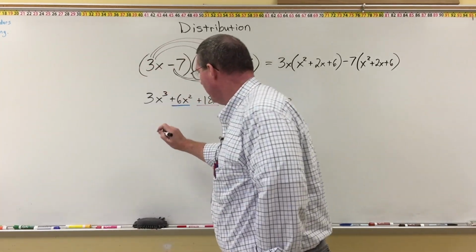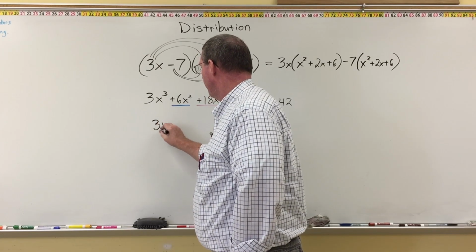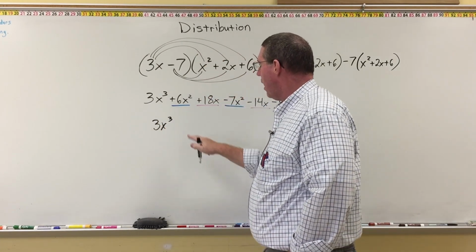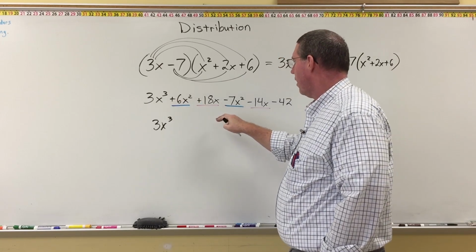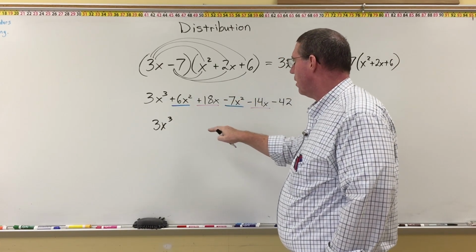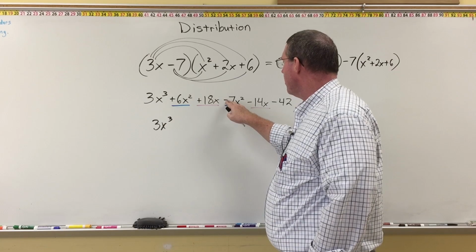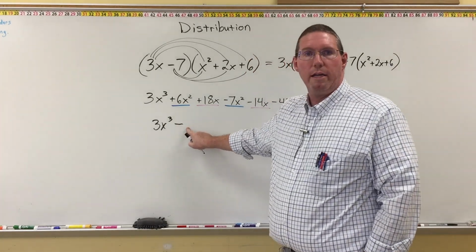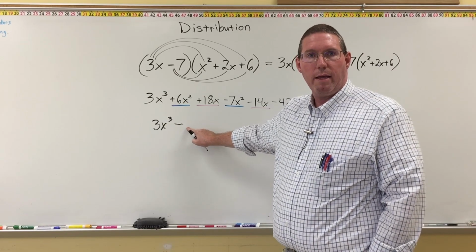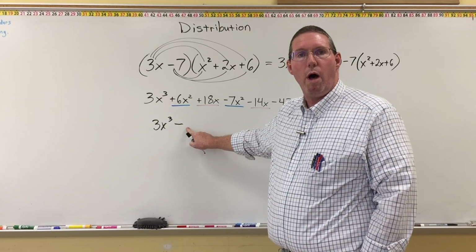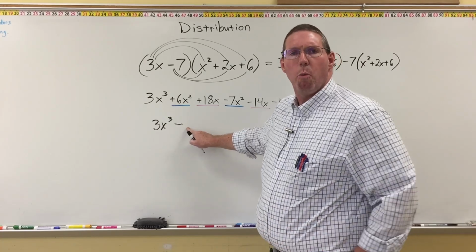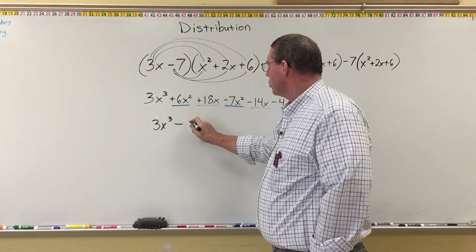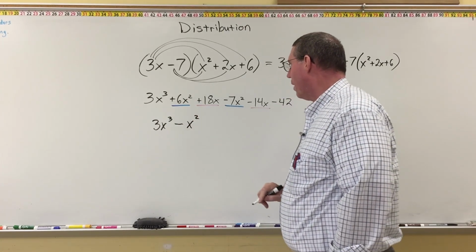So we're just going to bring down this 3x cubed. And then we're going to combine the positive 6x squared with the minus 7x squared. Well, 6 plus negative 7, that's minus 1. But we don't put a 1 in front of an x term, right? When the coefficient is 1 or negative 1, we leave the 1 off. So we're just going to write minus x squared.